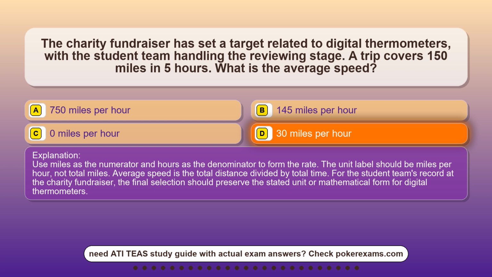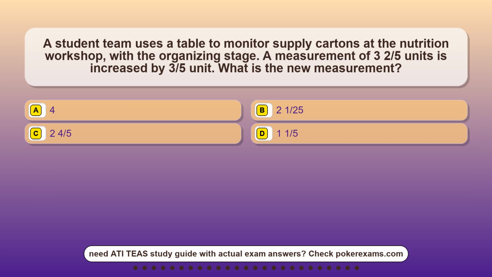For the student team's record at the charity fundraiser, the final selection should preserve the stated unit or mathematical form for digital thermometers. Question 20. A student team uses a table to monitor supply cartons at the nutrition workshop, with the organizing stage. A measurement of 3 2/5 units is increased by 3/5 unit. What is the new measurement?